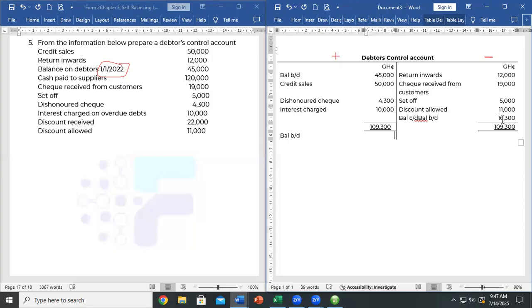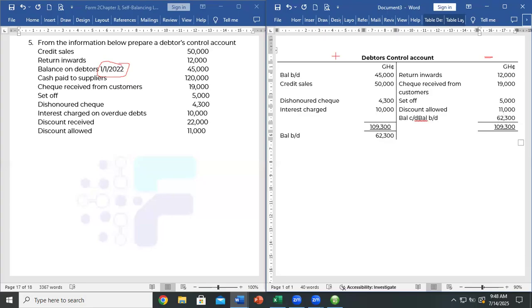So please, by way of summarizing, we will solve more illustrations hopefully in our next class. But to make you appreciate this topic, note that you are dealing with debtors and creditors. So you need to know the items that affect debtors and the items that affect creditors. Okay. For debtors, they have a debit balance. So if the item will increase their balance, you debit. If it will reduce their balance, you credit.